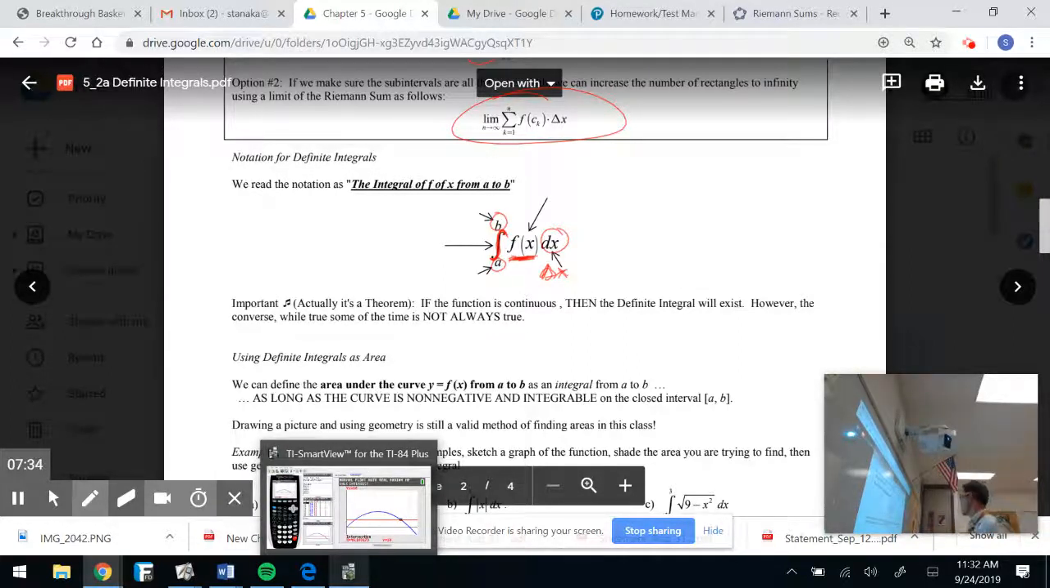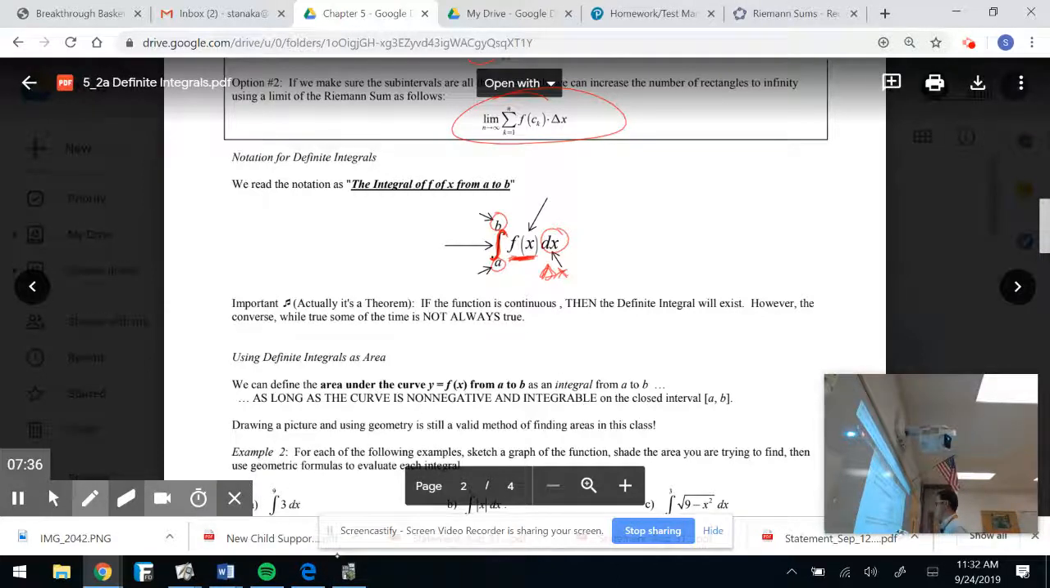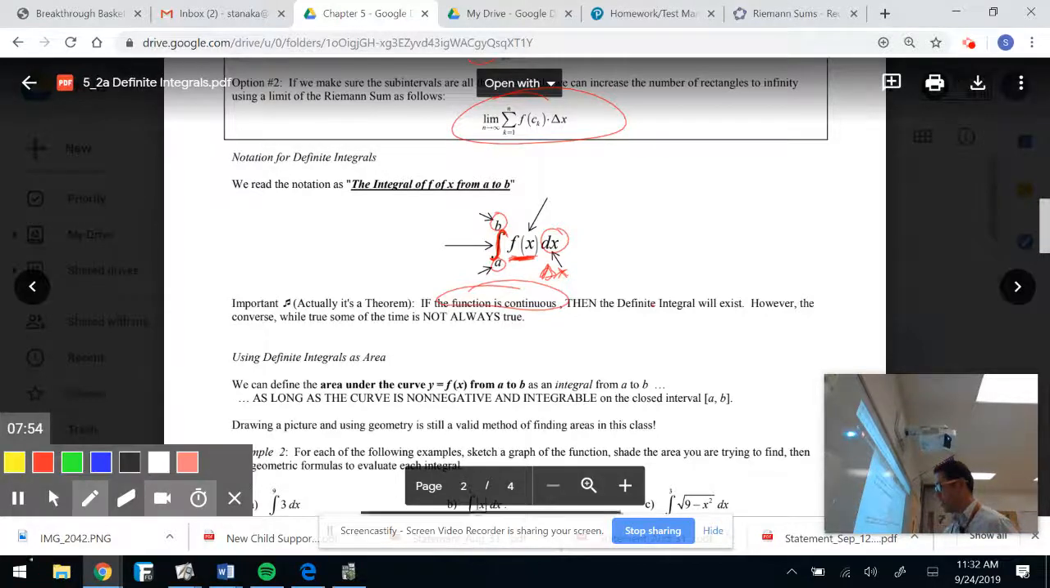If the function is continuous, then the definite integral will exist. It's got to be continuous to have a definite integral, right? If not, you couldn't find the area. Right, class? Your rectangles or your area would just run through the graph. However, the converse, while true for some, is not always true. It means if you have a definite integral, is it always continuous? And we'll get to those, okay, class?